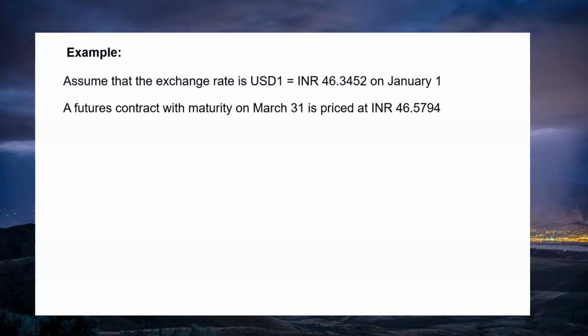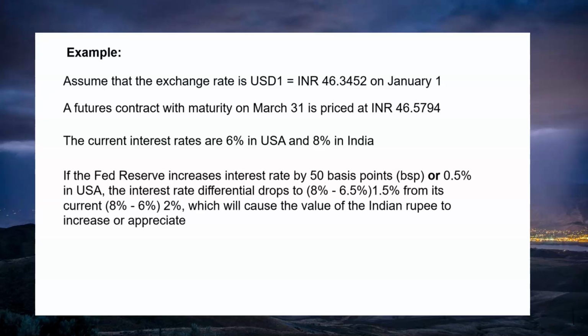The speculator believes that the Federal Reserve will increase the interest rate in USA by 50 basis points in 7 days' time. The current interest rates are 6% in USA and 8% in India. If the interest rate increases by 50 basis points in USA, the interest rate differential drops to 1.5% from its current 2%, which will cause the value of the Indian rupee to increase.